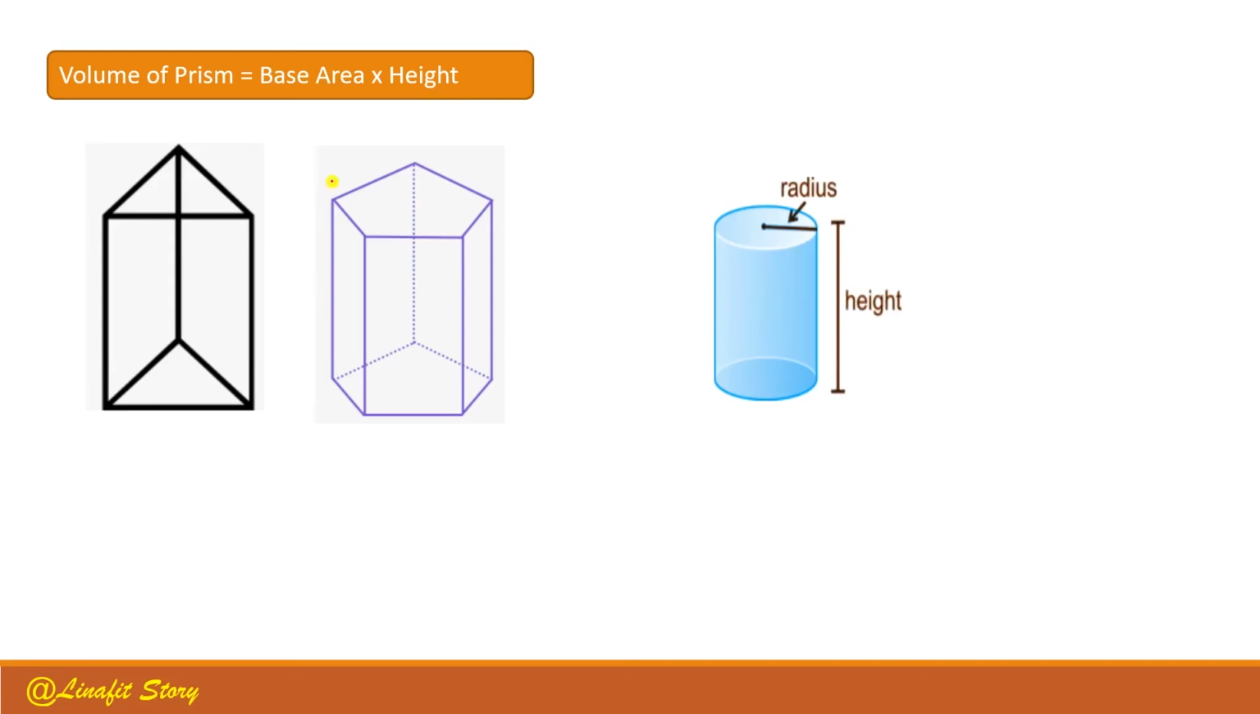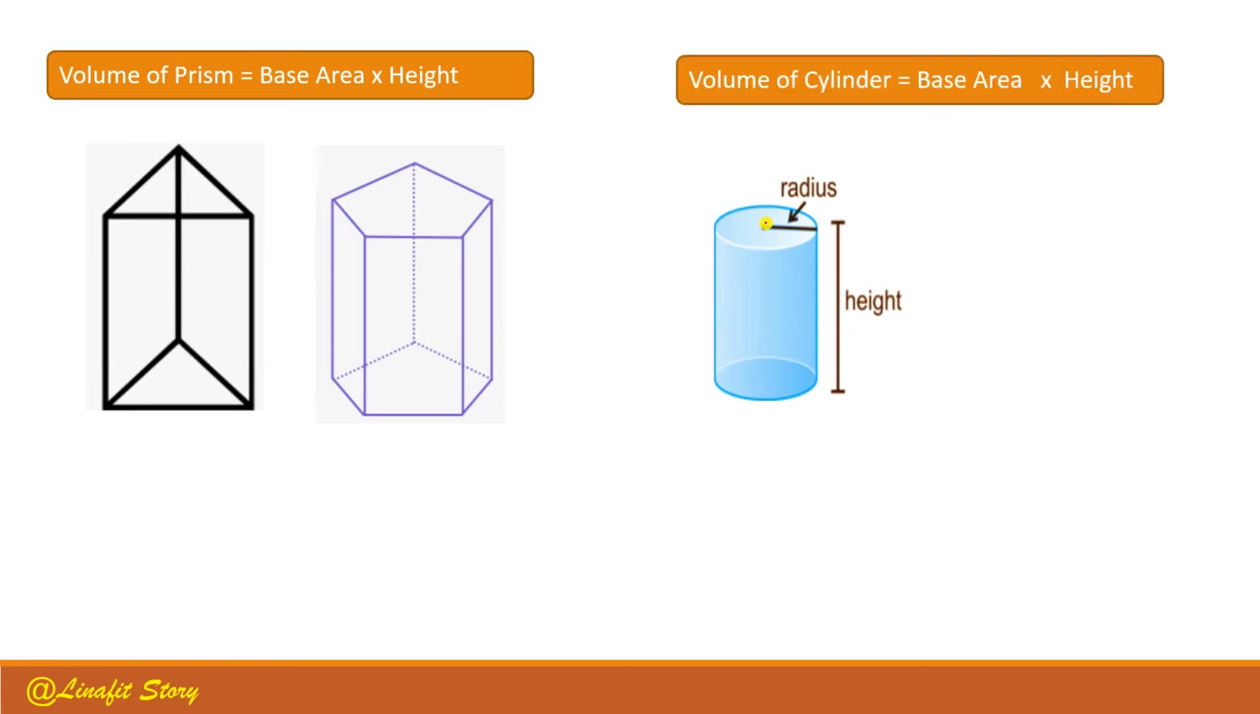In many ways, a cylinder is like a prism. However, a cylinder is not a prism because the base of a prism must be a polygon. Since a cylinder is like a prism, the formula for the volume of a cylinder should be the same as the formula for the volume of a prism. The volume of a cylinder is base area times height. The base is a circle. To find the area of a circle is pi times radius times radius. To get the volume of a cylinder is pi times radius squared times the height of the cylinder.